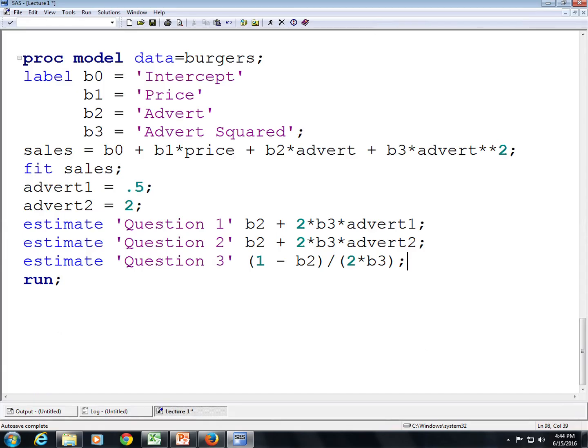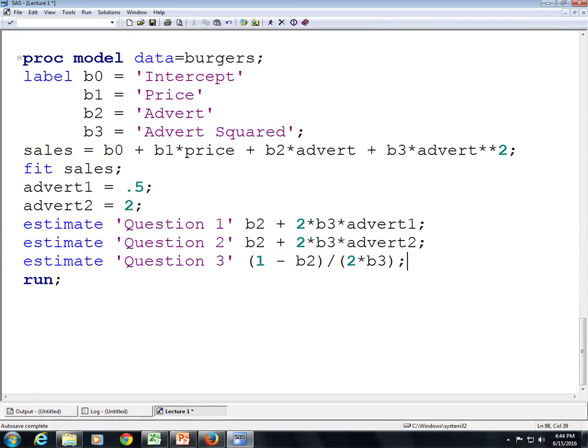Question 3, what's going on here? Well, I really want to take that marginal effect, which is beta 2 plus 2 times beta 3 times x, and I want to solve for when that is equal to 1, right? So again, it's just an algebra problem. Write out beta 2 plus 2 times beta 3 times x equals 1, and then solve for x.